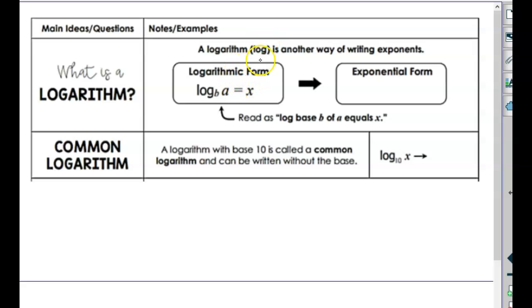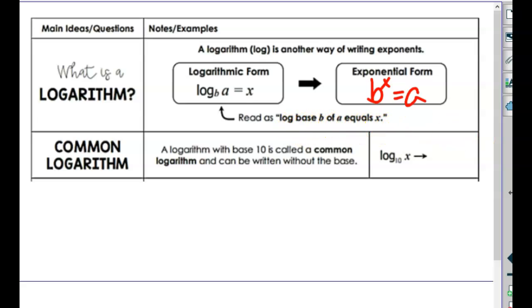Okay. A logarithm, or log, is another way of writing exponents. So log base b of a equals x is another way of saying b to the x equals a. The answer to a logarithm problem is the exponent, okay? And again, this one over here reads log base b of a equals x.